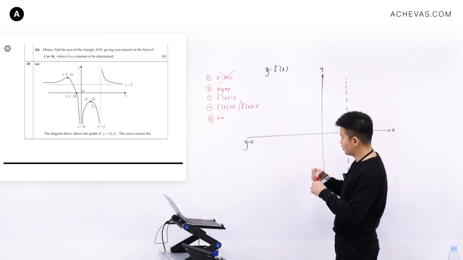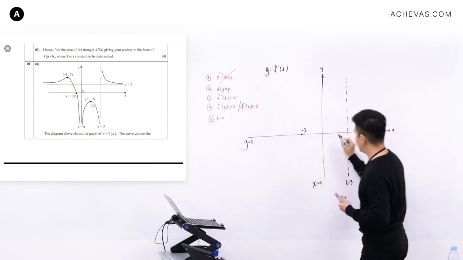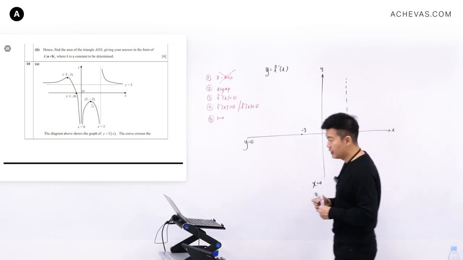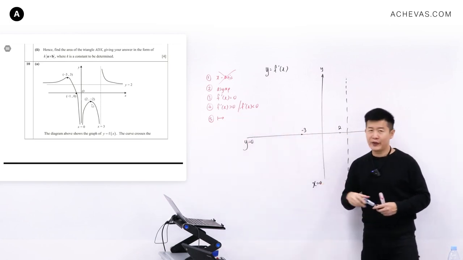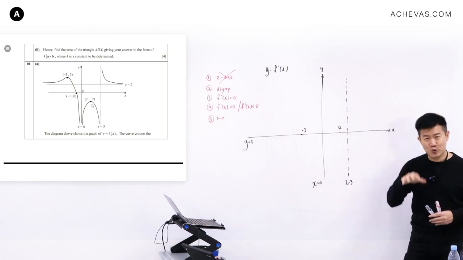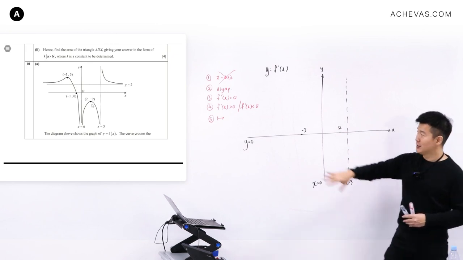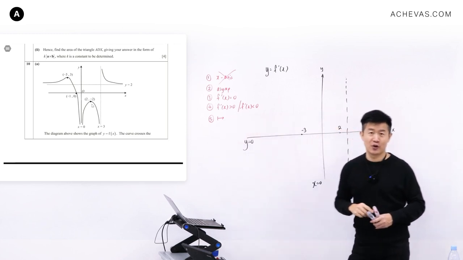So I know that my graph is going to be passing through two points. One is when x is at minus 3. The other one is when x is at 2. So I have this. Next, this is very, very useful. I do think when I read your script, someone did it wrongly, because I suspect that you didn't go through this step 4.